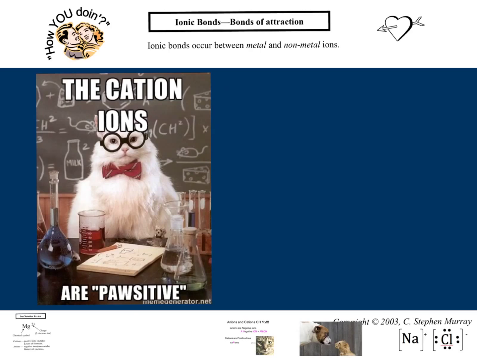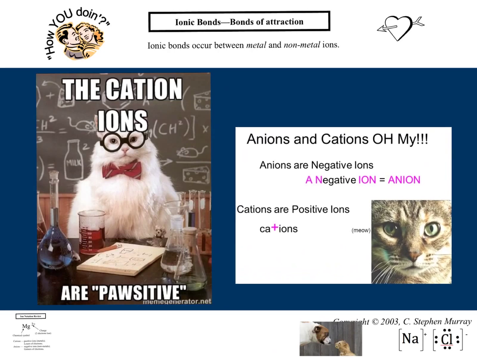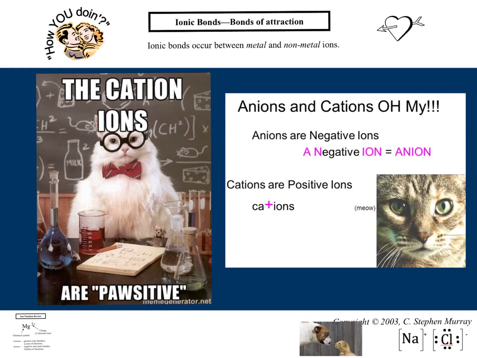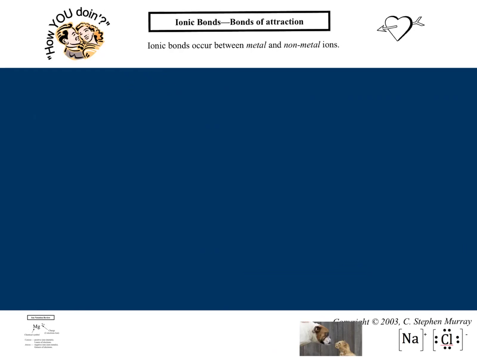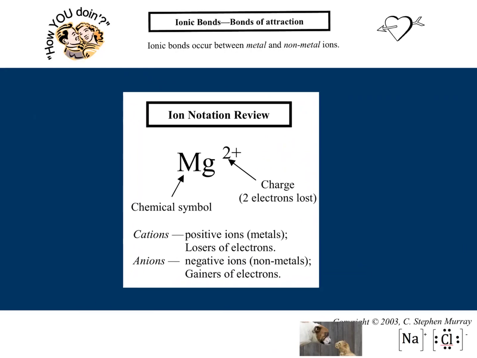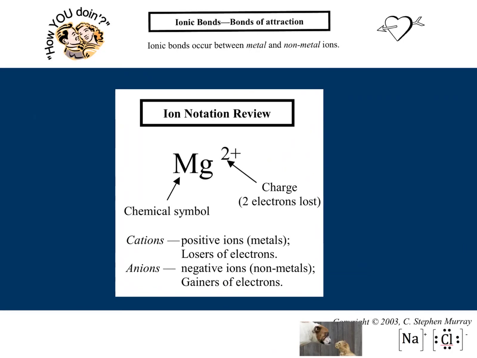All right, well then that means that the other thing is the anion, and that is negative. All right, so remember that anions are negative. A negative ion is an anion, and cations are positive with that T that kind of looks like a plus sign. All right, so that's how you tell the difference. Remember that as you write down the formulas, it's just the symbol for the element with the ionic charge in the upper right-hand corner.